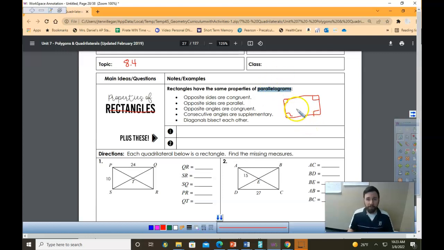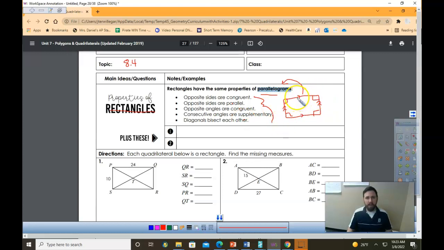What's interesting is that a rectangle is a parallelogram. These opposite sides are parallel. Because the opposite sides are parallel, it has all the same properties as that parallelogram we learned about before. So opposite sides are congruent, opposite sides are parallel, opposite angles are congruent, consecutive angles are supplementary because they're all 90, so they all add up to 180. And diagonals bisect each other, they cut each other in half.